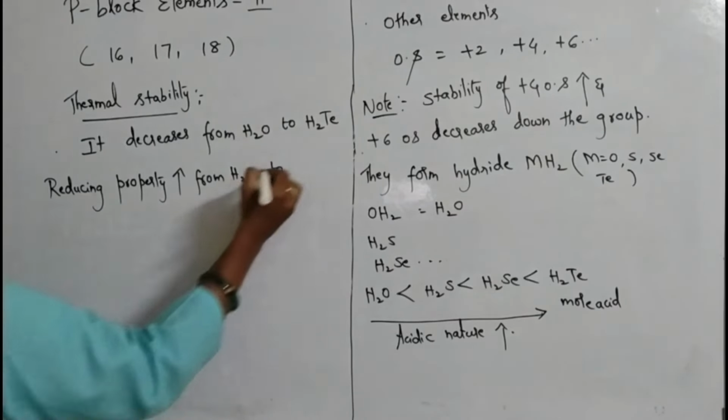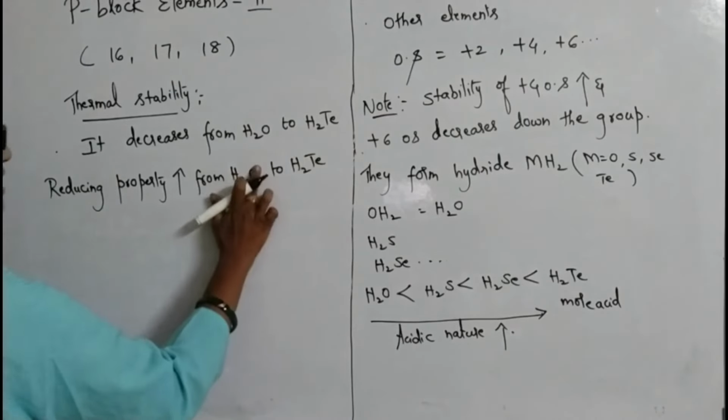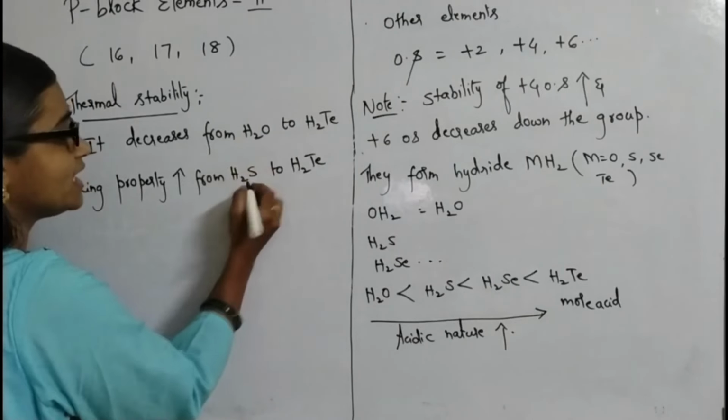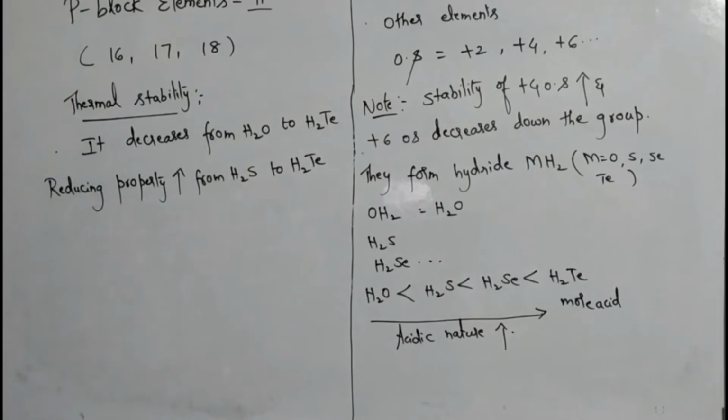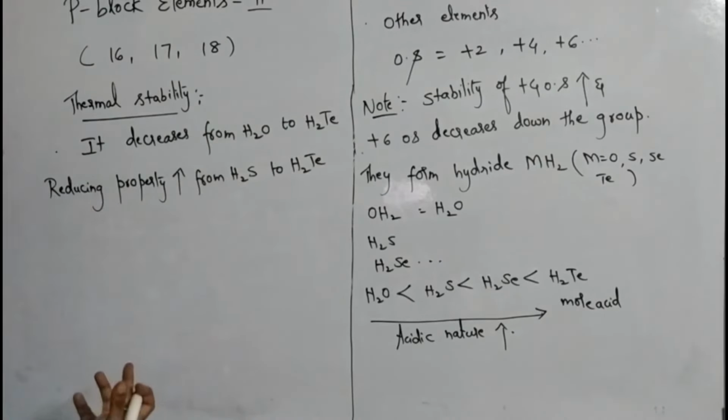Now H2Te. Instead of going for water directly, better you go with H2S. H2S reducing property will be high, and H2Te reducing property will be even higher. So reducing property increases from hydrogen sulfide to hydrogen telluride. And next, they form oxides of type MO2 and MO3.